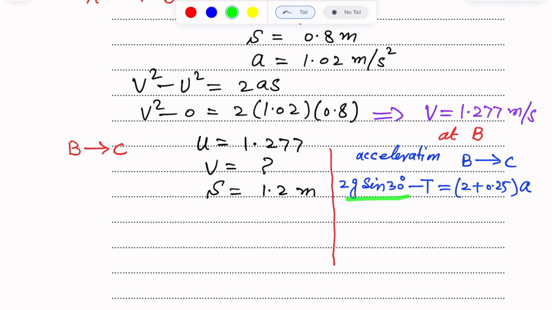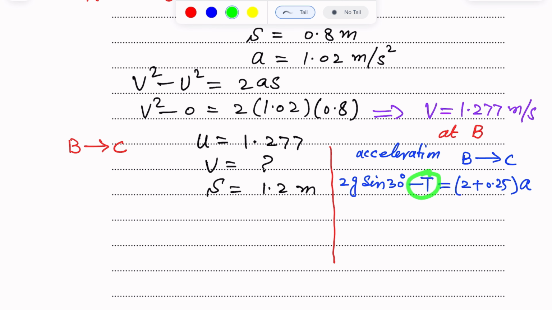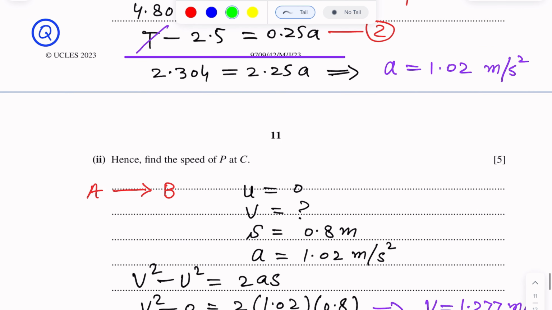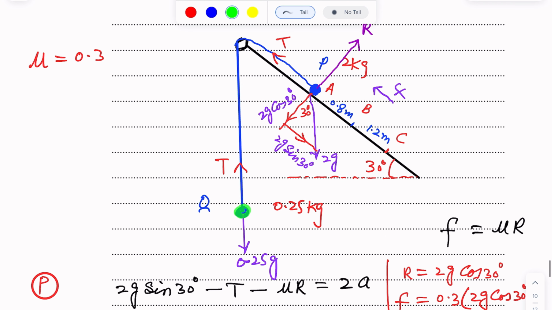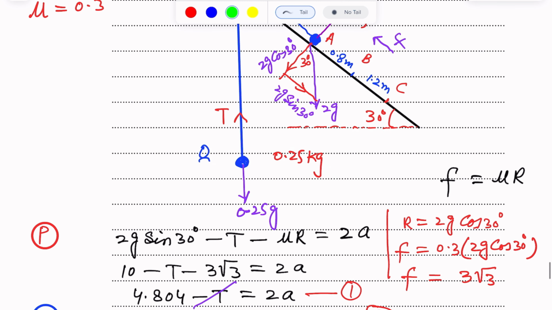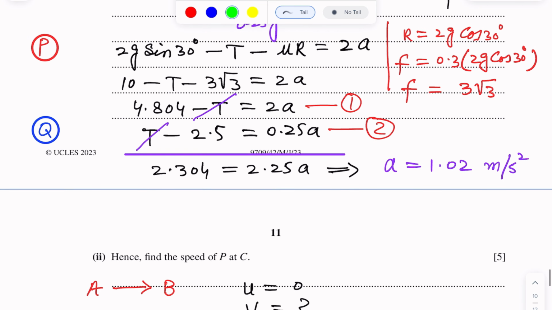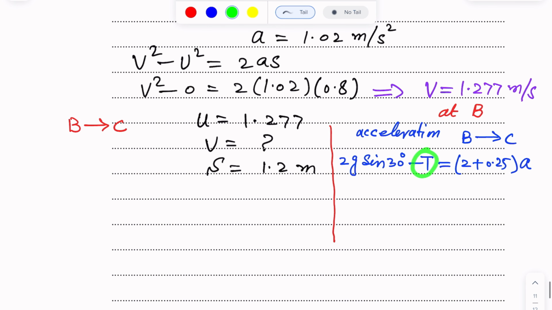After simplifying, we will get this. Now it is very clear that tension is equal to the weight of particle Q. Tension will be the weight of particle Q, because this tension is due to this weight. So in place of T, we will take the weight of particle Q.